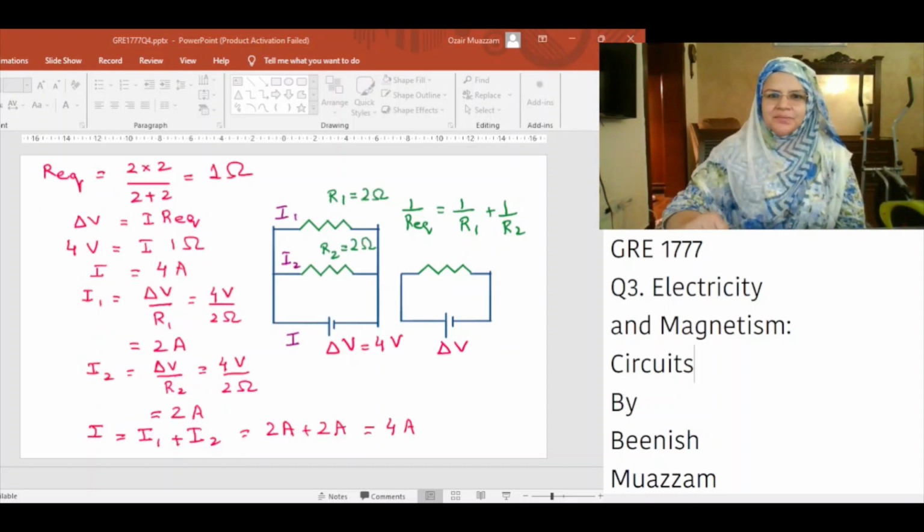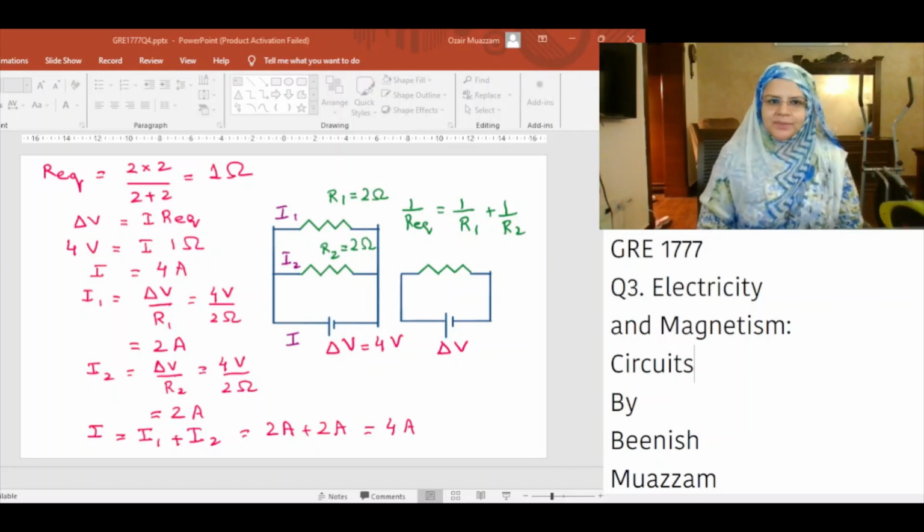Let's start with a simple example. A 4-volt battery is connected to two 2-ohm resistors in parallel. Equivalent resistance in parallel is equal to R1 times R2 divided by R1 plus R2. This is equal to 2 multiplied by 2 divided by 2 plus 2, giving us an equivalent resistance of 1 ohm. Equivalent resistance in parallel is less than the resistance of R1 or R2.